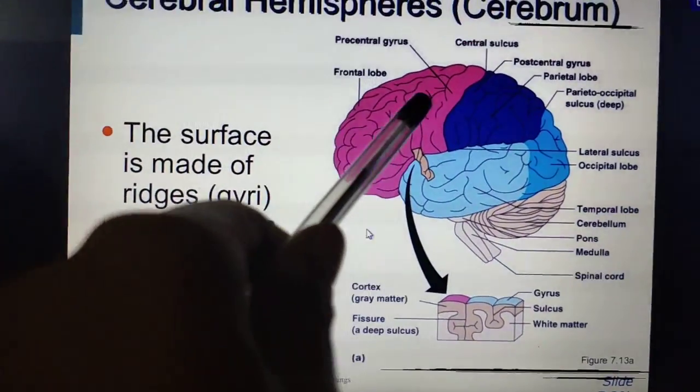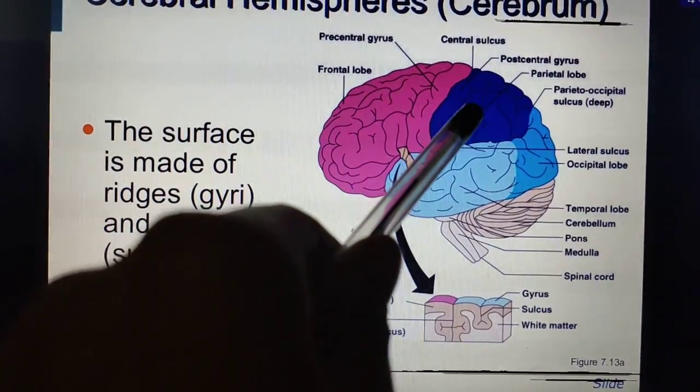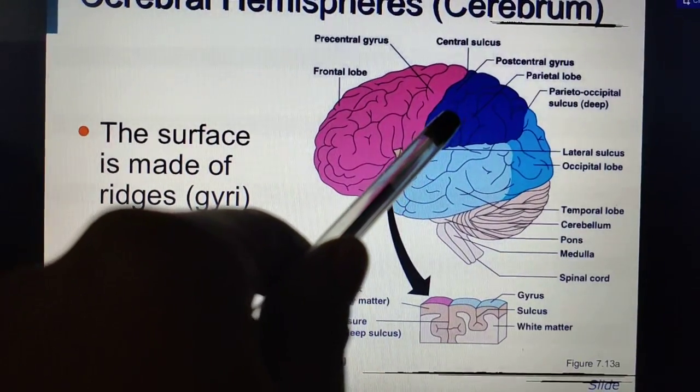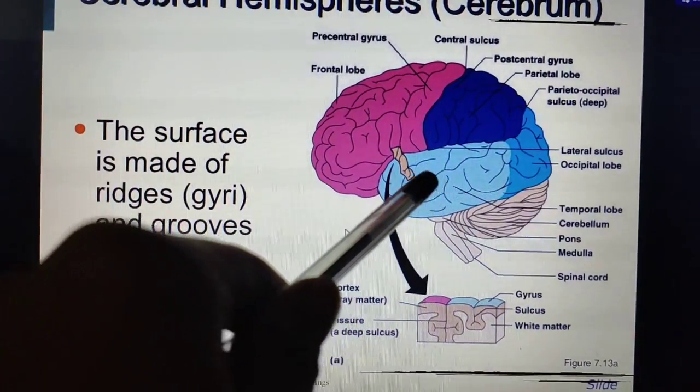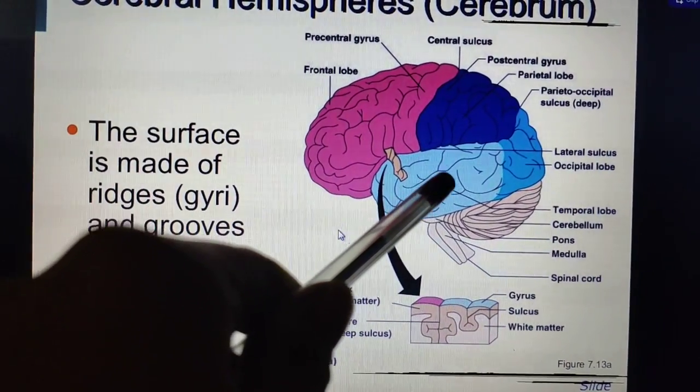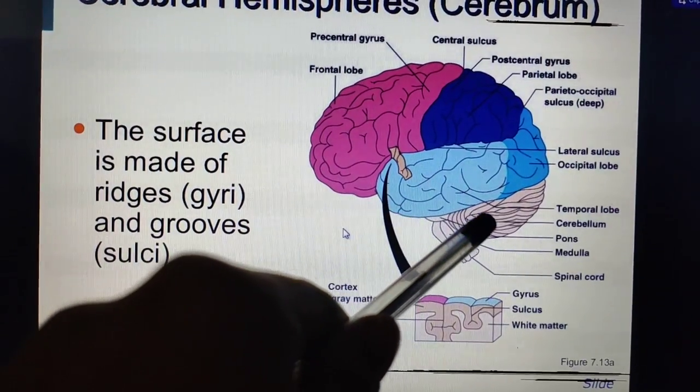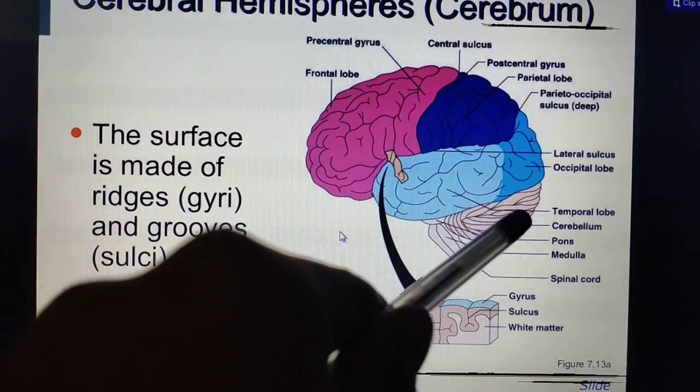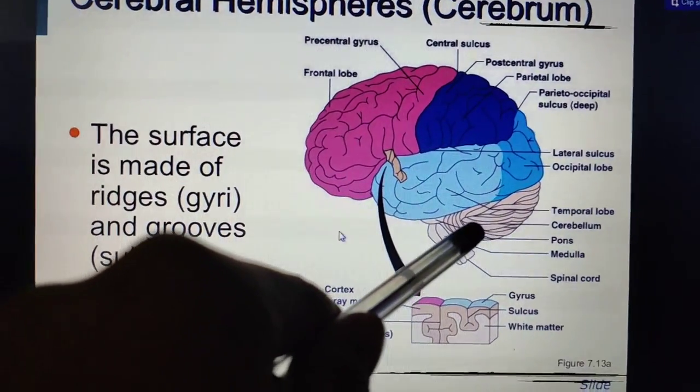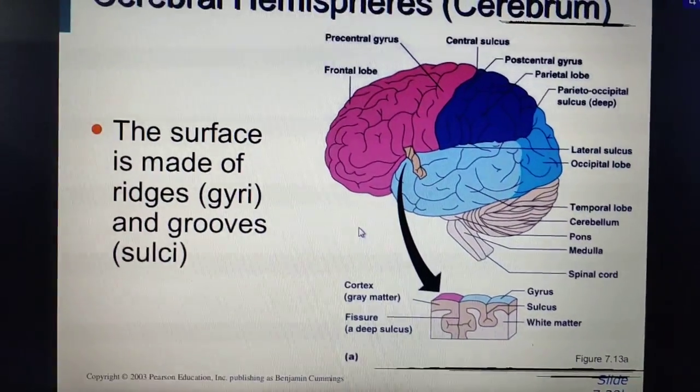See, clearly. This is the frontal lobe. This is the parietal lobe. This sky blue color, that we call the temporal lobe, and this skin color, that we call the occipital lobe. Clear? Okay.